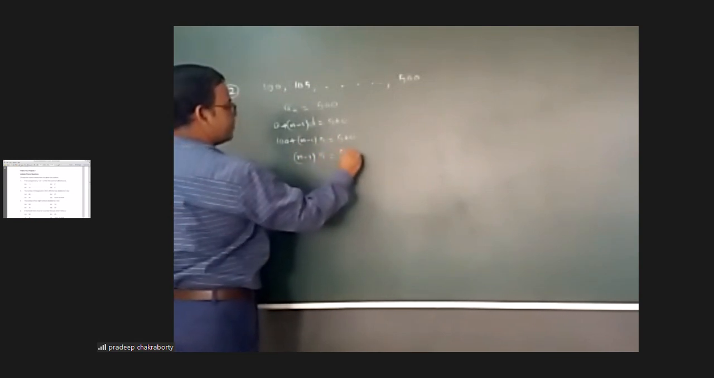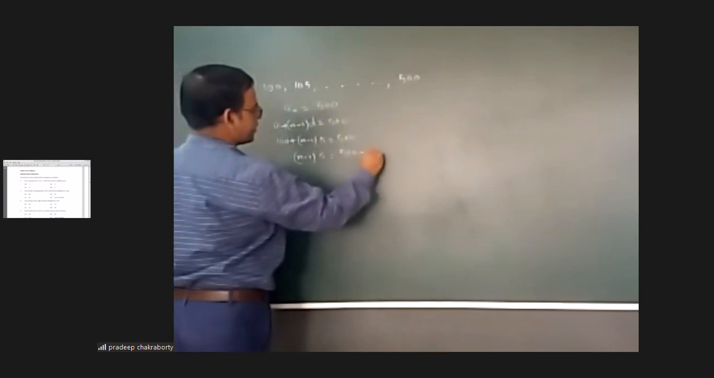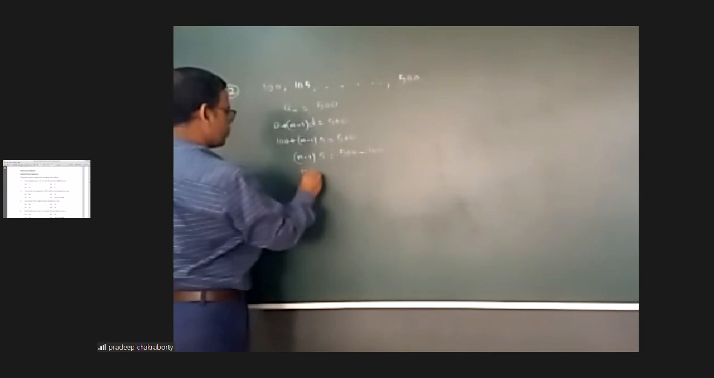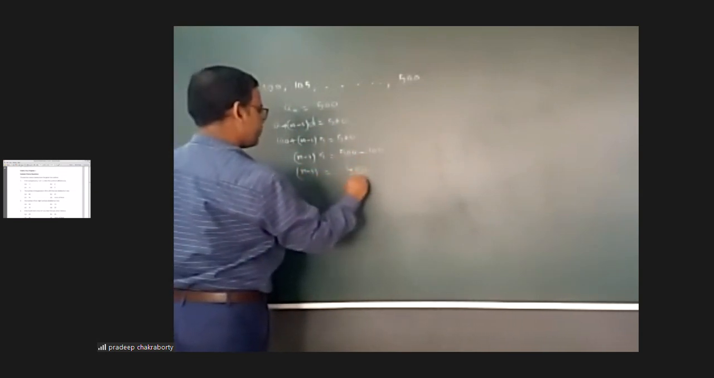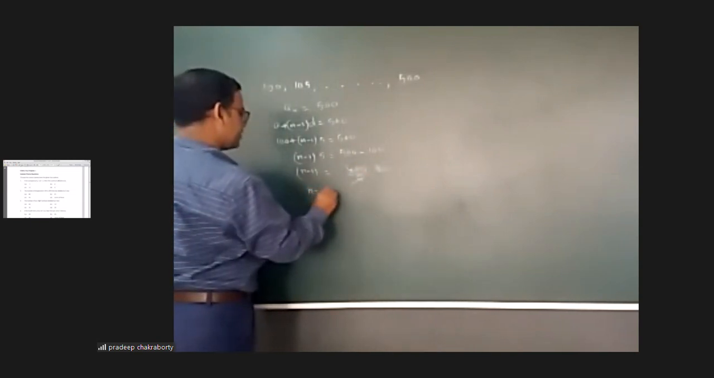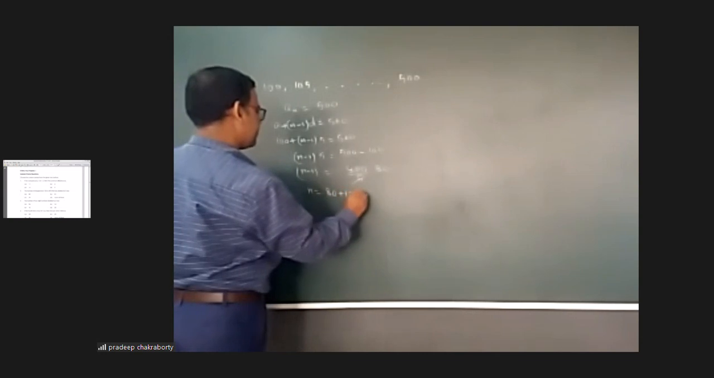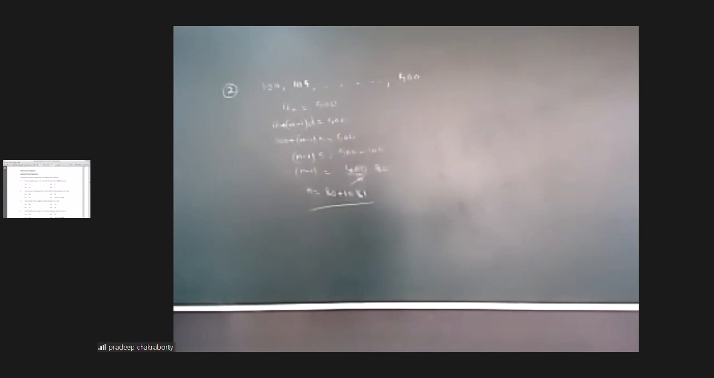So 500, this 100 will go this side, minus 100. So n minus 1, that is 400 by 5, which will be 80, so n is 80 plus 1, which is 81. So there will be total 81 terms which are divisible by 5 from 100 to 500. So 81 is the option B.